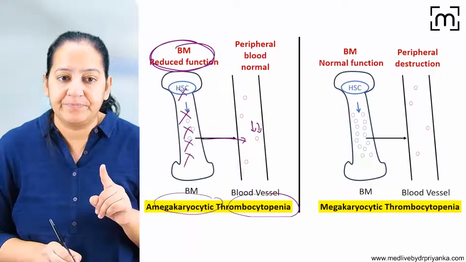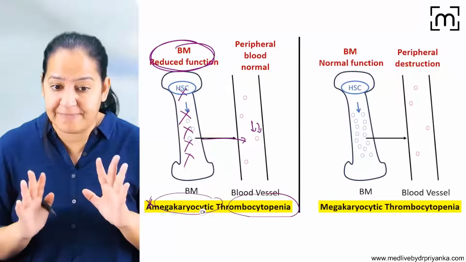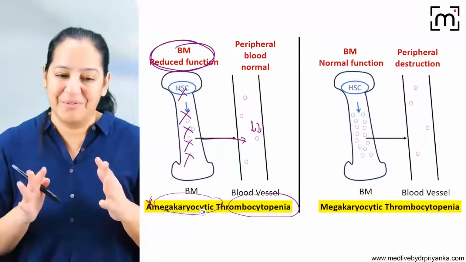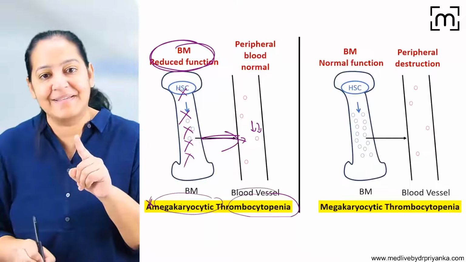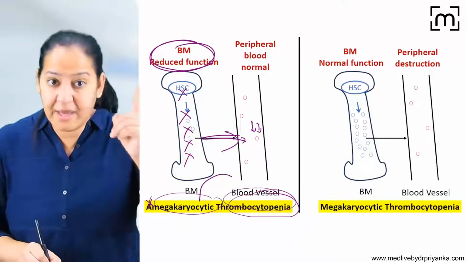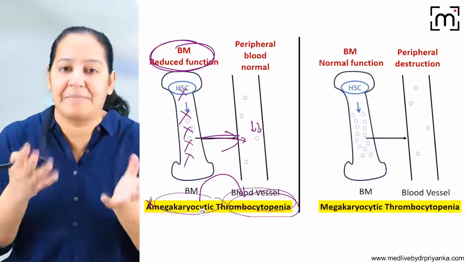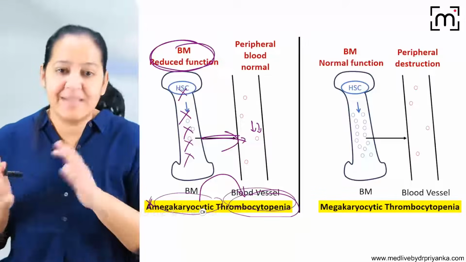A means absent. So here megakaryocytes are absent in the bone marrow. Since in the bone marrow the megakaryocytes are absent, it leads to less platelets, that is, it is leading to thrombocytopenia. So amegakaryocytic leads to thrombocytopenia. A means absent, the megakaryocytes are absent and that's why it is leading to thrombocytopenia.